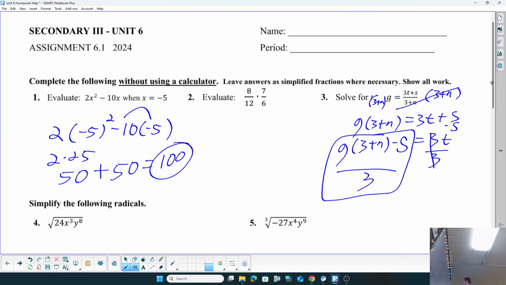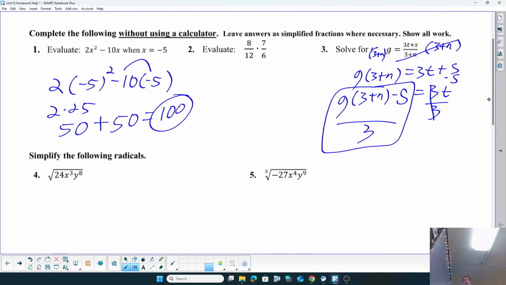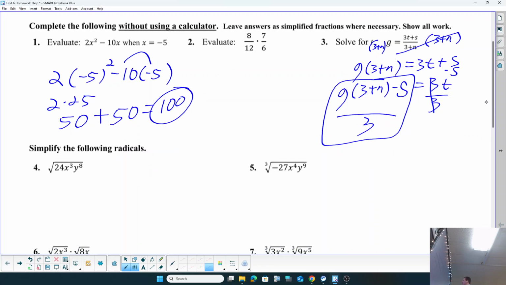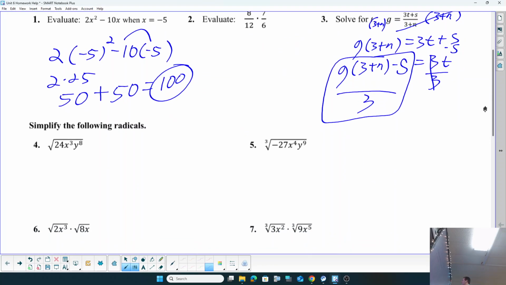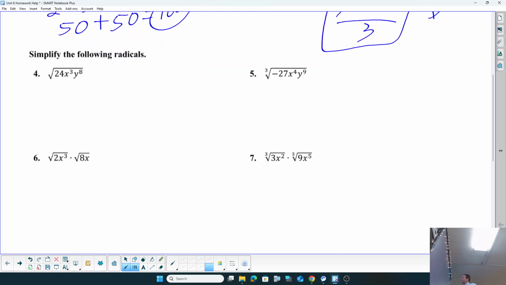In 6.1, we did number 1 and we got 100. Number 3 was crazy. We got t is equal to g times 3 plus n minus s, all over 3. Okay, let's look at number 5. We have to do the cube root. Remember how to do the cube root? This is kind of a review. They want us to simplify the following radicals.